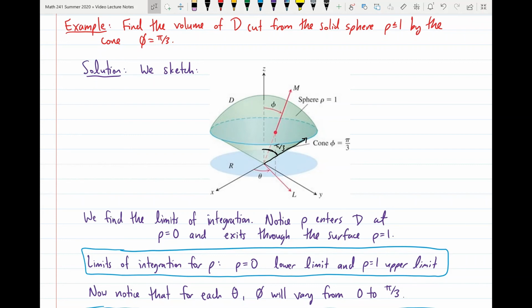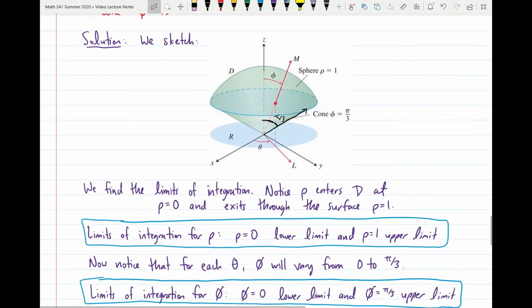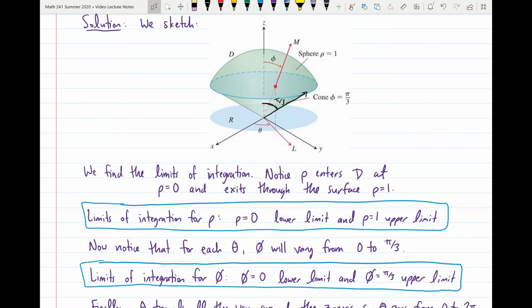I didn't want to sketch it, because if you're just learning about a subject, I don't want my drawing skills to get in the way of your comprehension. So I just took the picture from the book, but you should be able to draw this kind of thing freehand to get enough of an idea to be able to find the limits of integration. So after we have our sketch here, then we move on to finding the limits of integration.